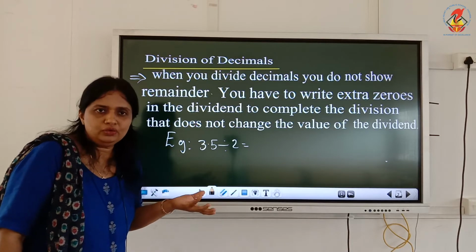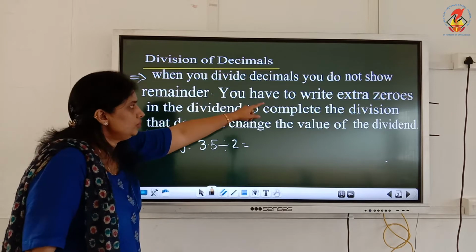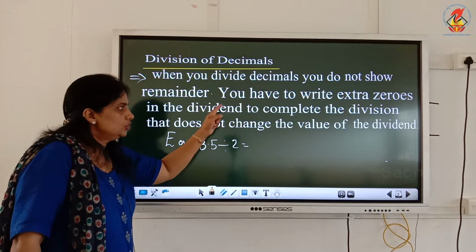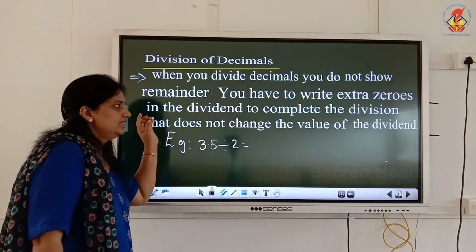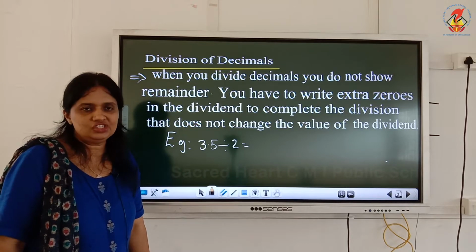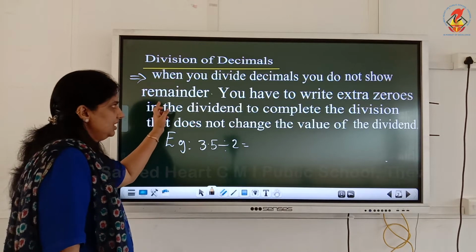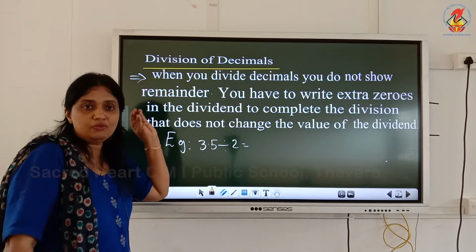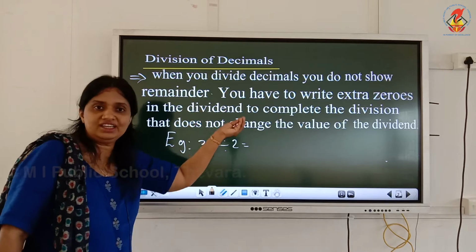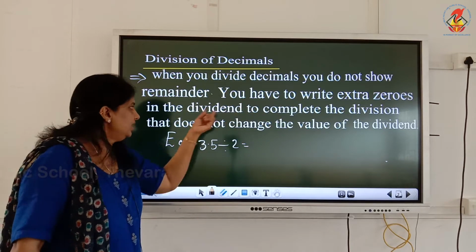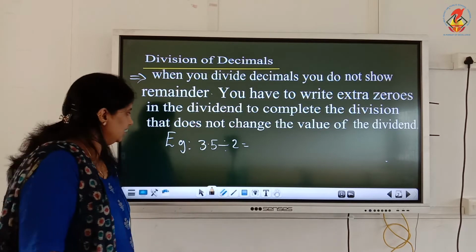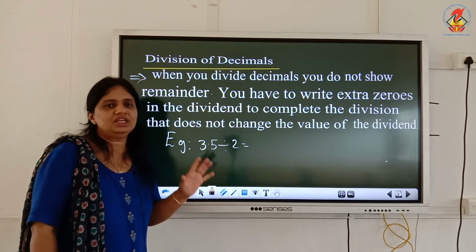Instead of that, what do we want to do? You have to write extra zeros in the dividend to complete the division, which does not change the value of the dividend. Is it clear, children? Instead of writing the remainder, we need to avoid the remainder here. How? You write extra zeros in the dividend to complete the division, which does not change its value. Is it clear? I will give you one example, then you will understand.